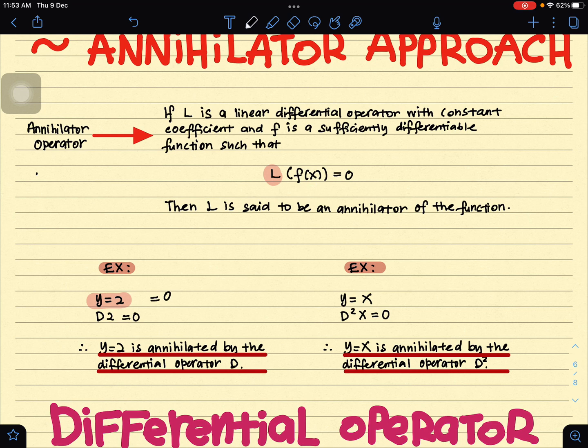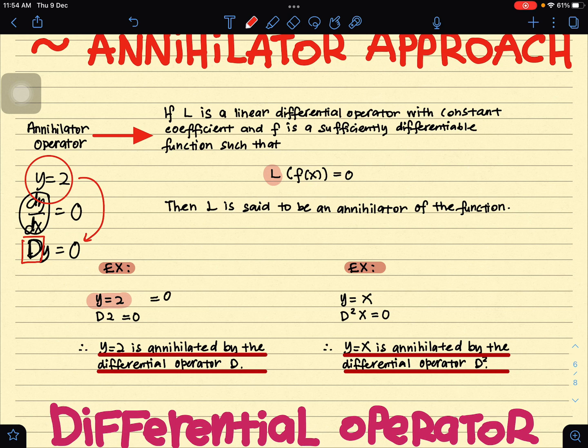For example, if you have y equal to 2 and you differentiate y, dy/dx is equal to 0. So you have the differential operator D on y, which is equal to 0. This means that the differential operator D transforms the function y equal to 2 to become 0. Any differential operator that transforms your function to become 0 is called an annihilator operator.